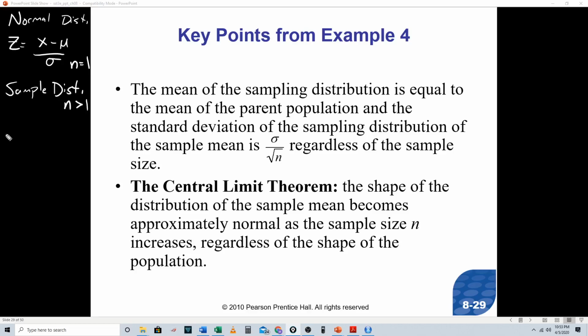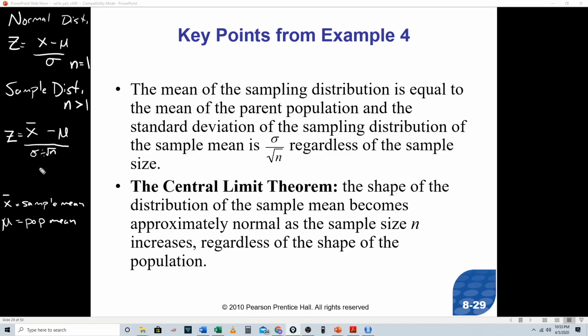Now here's the difference with z. Because you have a sample size, you're not going to have a random value. You're going to have a sample mean. So x becomes x bar. If you remember, x bar is the sample mean, the mean of your sample. Mu is still your population mean. Over this part right here: sigma divided by the square root of n. And that's your formula. That's the only change from chapter 7 to chapter 8.1.